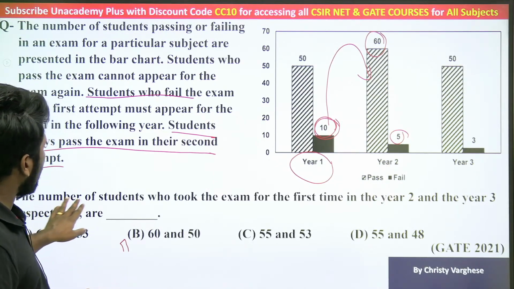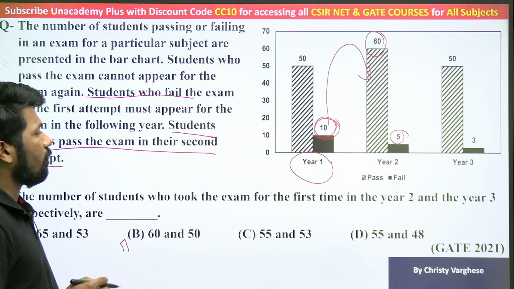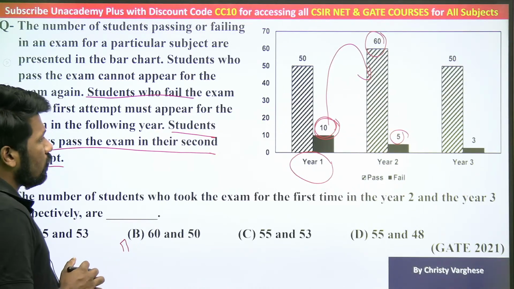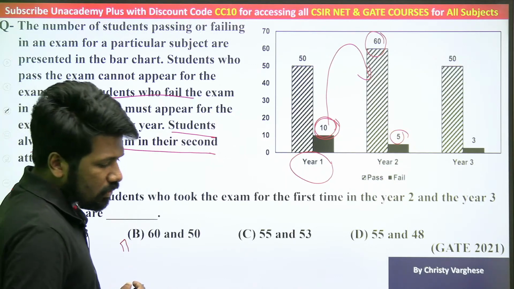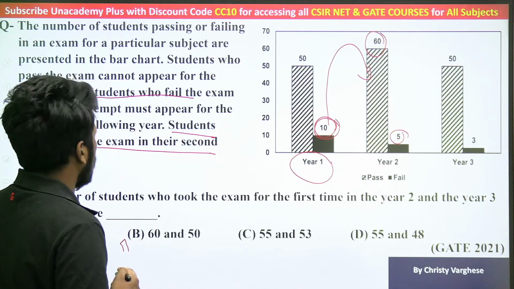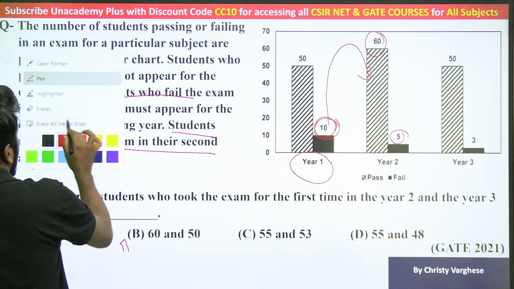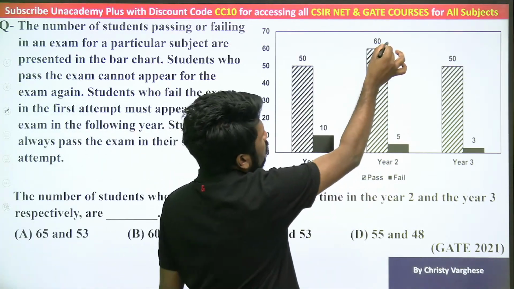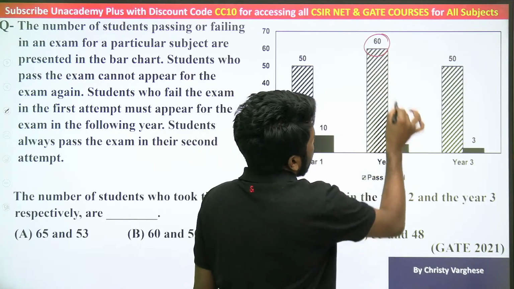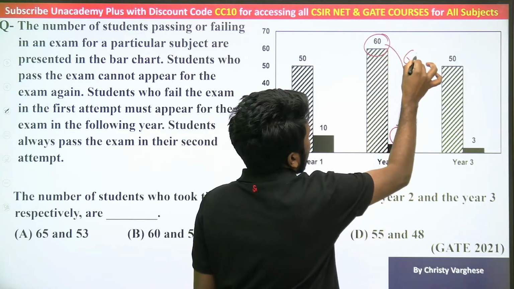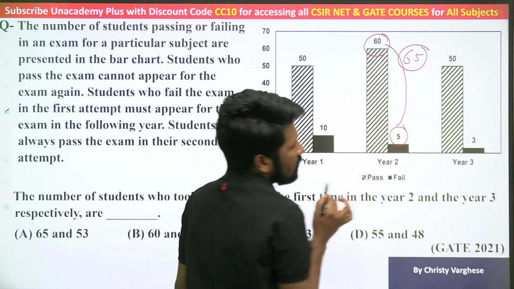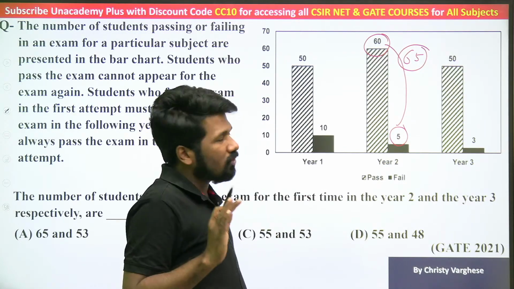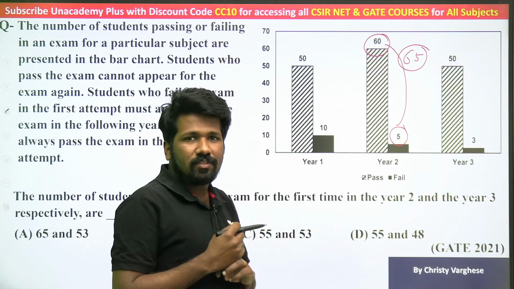So in that case, the number of students who took the exam for the first time in year 2 and year 3 respectively. So first time appearing students in year 2 and year 3 is how much? That is what the question is asking. Let's see. So year 2, let us understand. Year 2 total number of people are 60 plus 5, 65. Are you all understanding? 65. Forget about pass and fail. The total number of students will be 60 plus 5, 65.